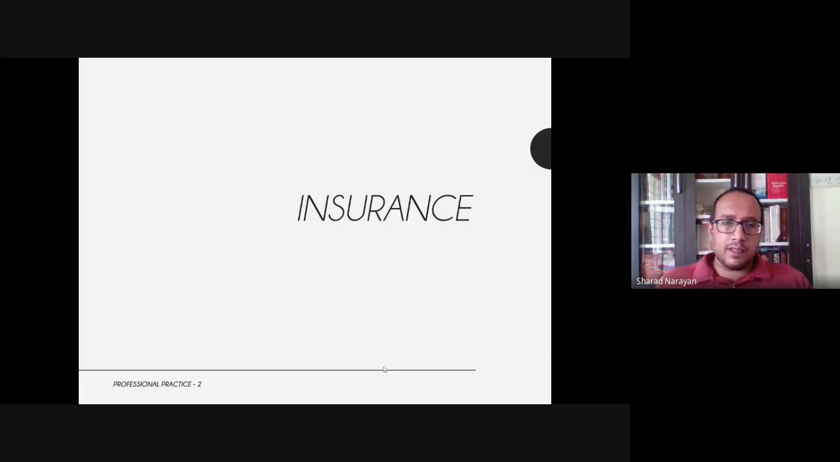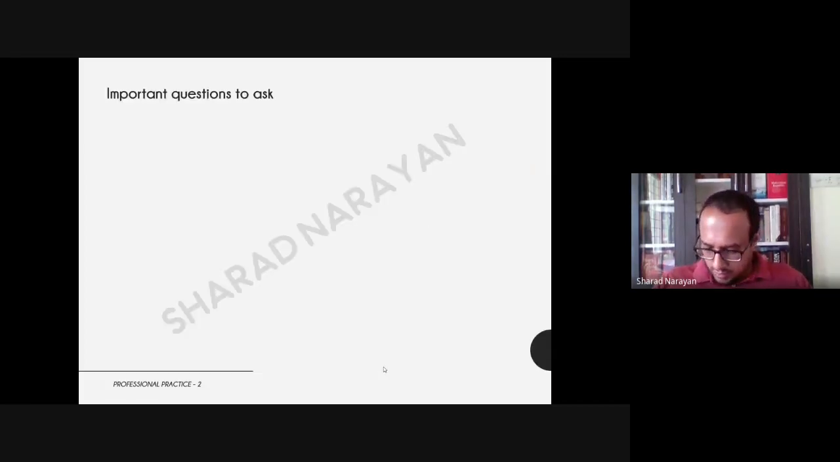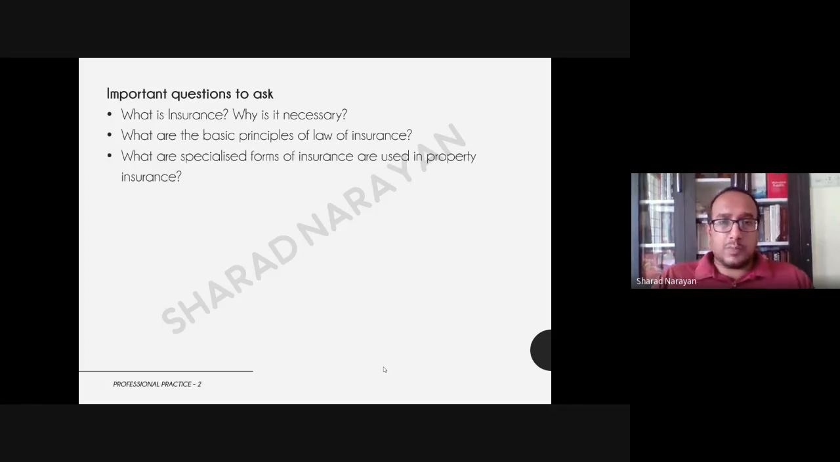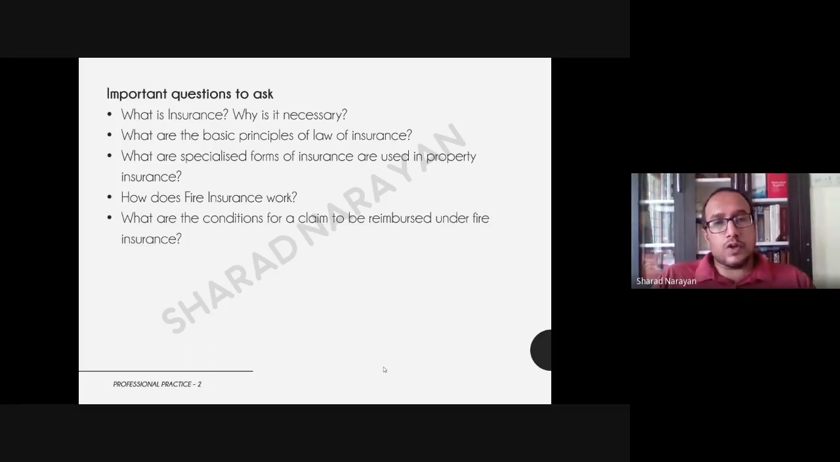So, what is insurance? Here, we will be asking a few important questions. What is insurance? Why is it necessary? What are the basic principles of law in insurance? What are specialized forms of insurance which are used in property insurance? How does fire insurance work? And what are the conditions for a claim to be reimbursed under fire insurance?